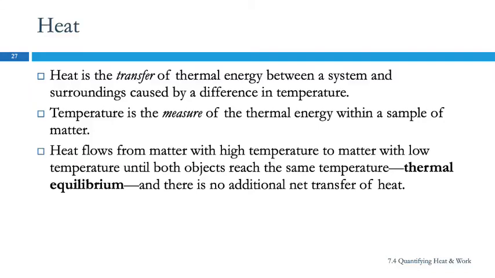So heat is the transfer of thermal energy, and this occurs due to temperature differences. Temperature is the measure of thermal energy in a system, the measure of the kinetic energy of the particles. So we know from just regular experience that heat flows from matter with a high temperature to matter with a low temperature, and that heat will flow until both things are at the same temperature. We call that thermal equilibrium. They're thermally equal, right? And after that, there's no net transfer of heat.